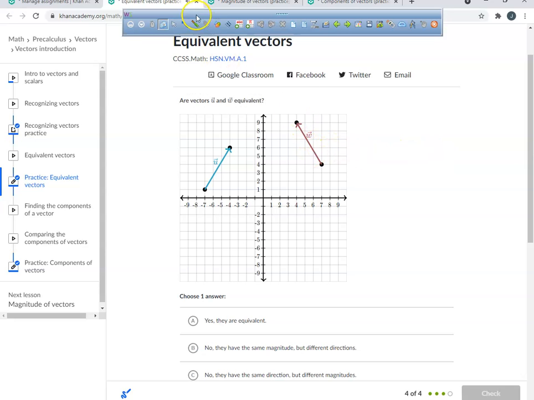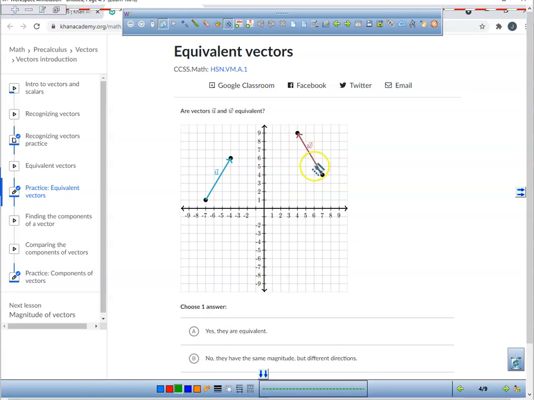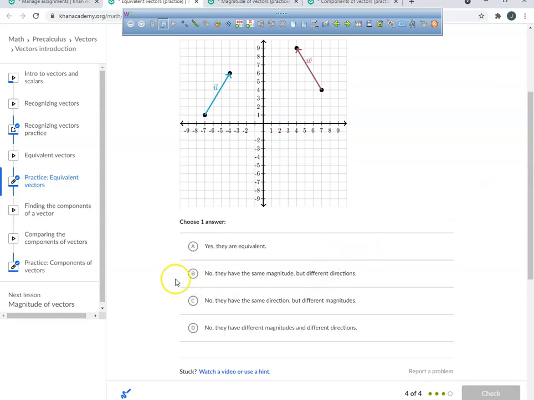Okay, let's check this one out though. So over here, we go over 3 and up 1, 2, 3, 4, 5. Here we go over 3 and up 5. So it looks like they have the same magnitude. That's a 3, 1, 2, 3, 4, 5. That's negative 3 and 1, 2, 3, 4, 5. So they end up having the same magnitude, but they're going in different directions. So same magnitude, but different directions.